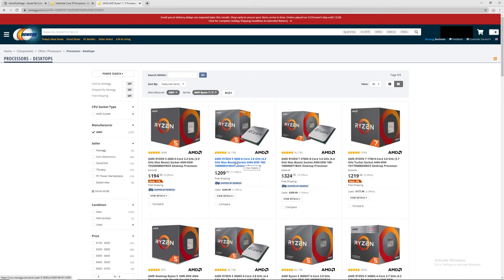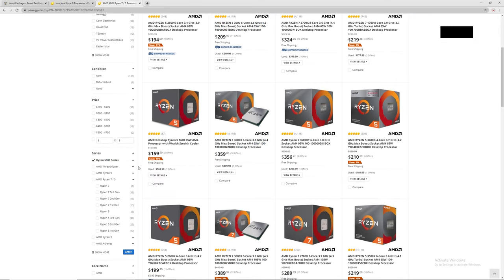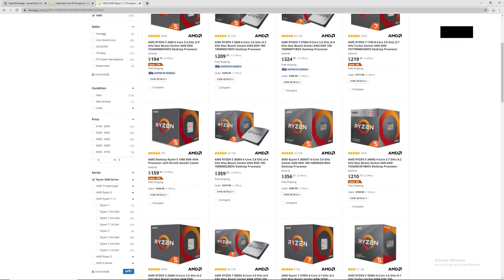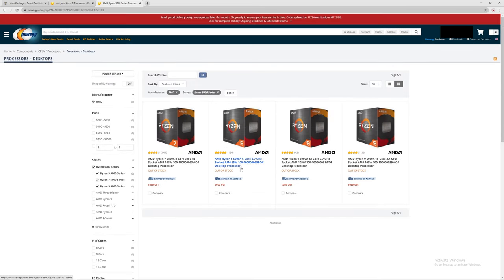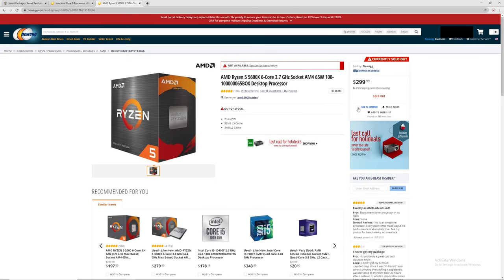If you can find it in stock and you don't mind paying the extra money, then you could go with the 5600X, which is the better at gaming, newer version of the 3600, okay? But it also costs literally $100 more, even if you can find it in stock, which you can't most of the time. It's this one right here. And you can see here the price is $300 and it's sold out. It's very difficult to buy right now because of demand.